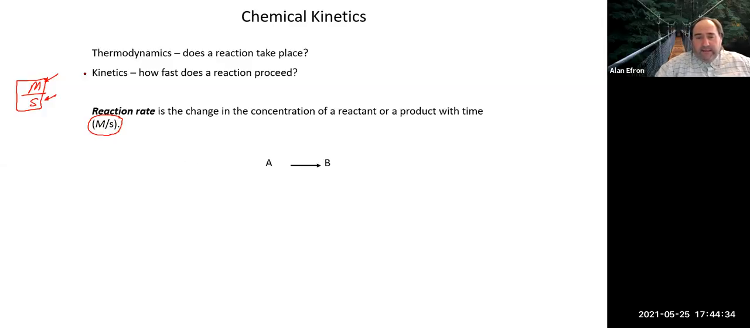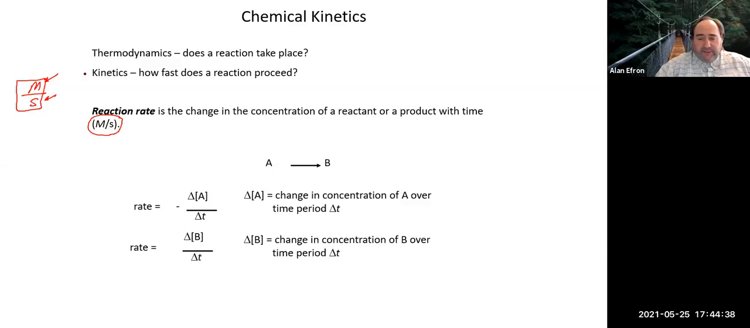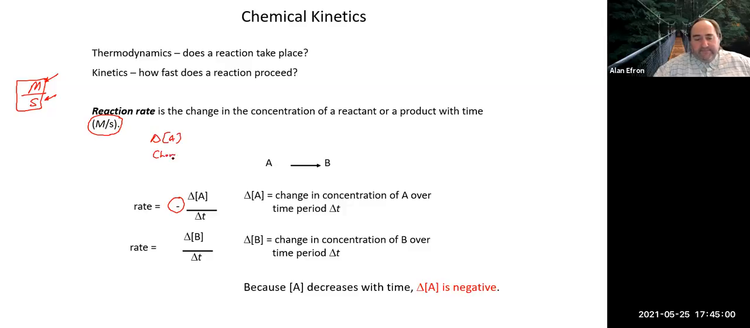One way we can express that is by what is sometimes referred to as a rate expression. These look something like this: the rate is equal to, for example, minus the change in the concentration of A over the change in time. So delta concentration of A and delta t mean the change in the concentration over the change in time.